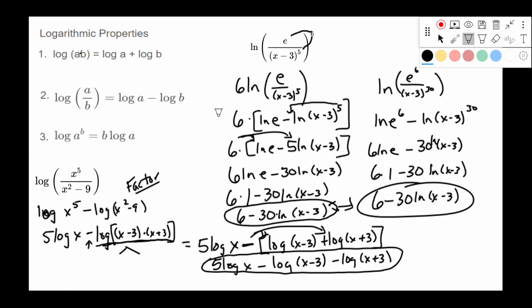And that's it. That's how you expand a log. You try to write as many logs as you can horizontally, and then occasionally you'll get a log that you can actually simplify, like this one here, log of e, or natural log e, came out to be a 1, and you should simplify it.